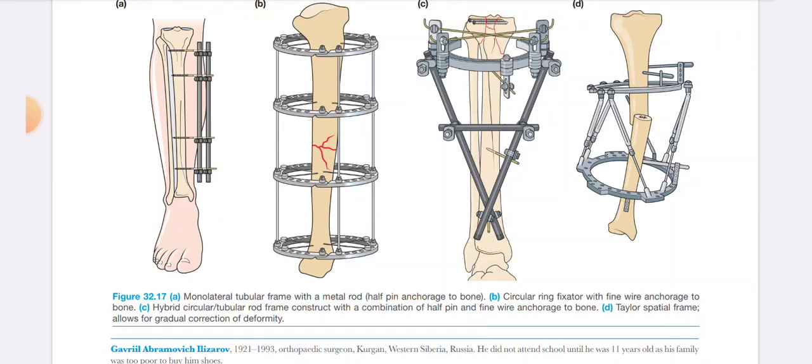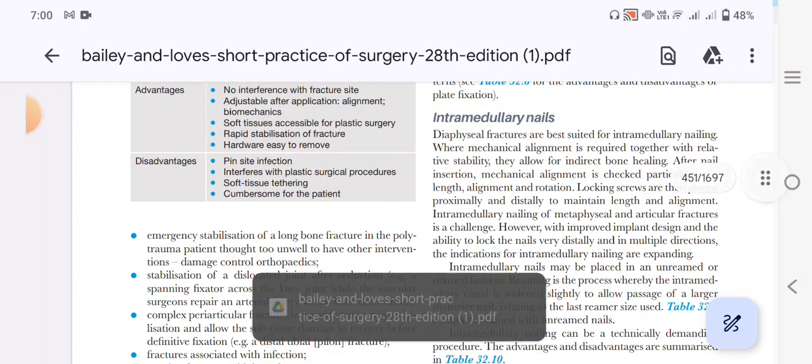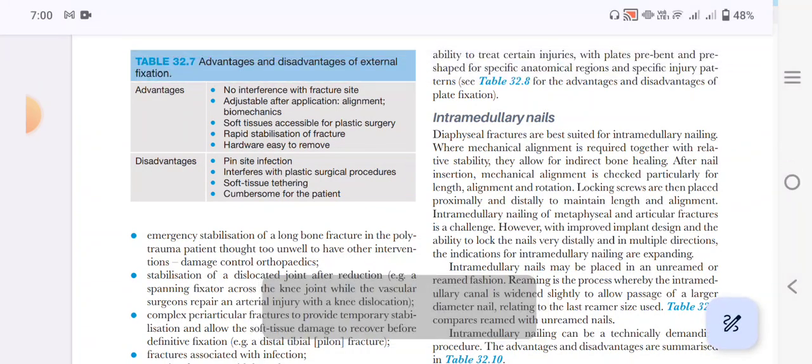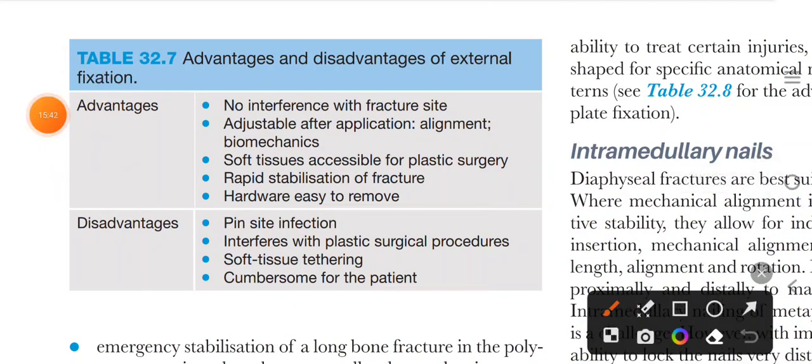Proceeding to advantages and disadvantages of external fixators, advantages include no interference with fracture site, adjustable after application, soft tissue accessible for plastic surgery. It was the big disadvantage of POP, in which there was limited access to soft tissue. Application of external fixator is a quick procedure and rapid stabilization of fracture can be achieved with it. And it is easy to remove as no anesthesia is usually needed for its removal.